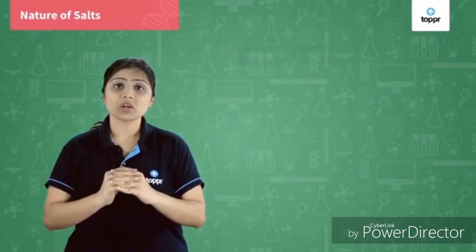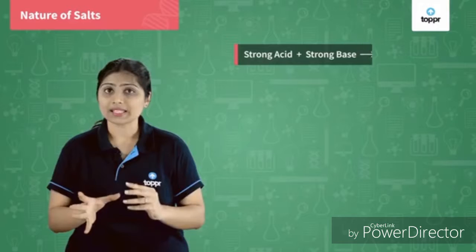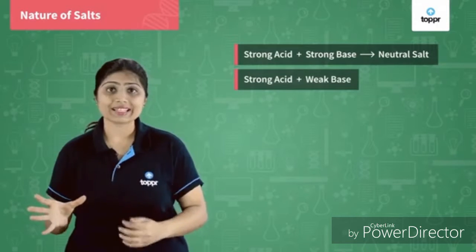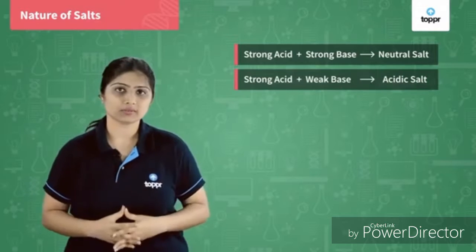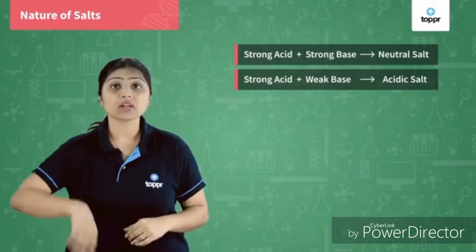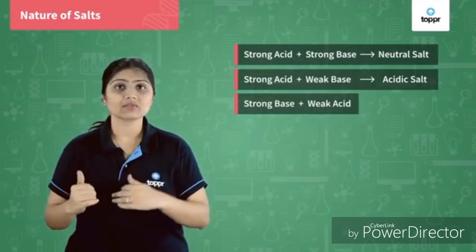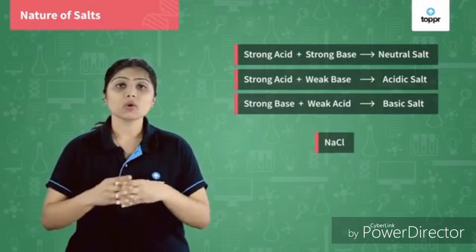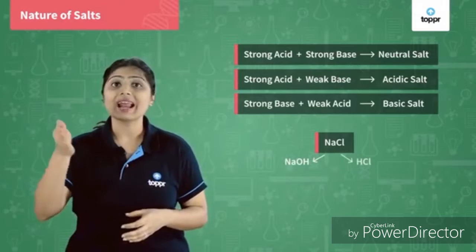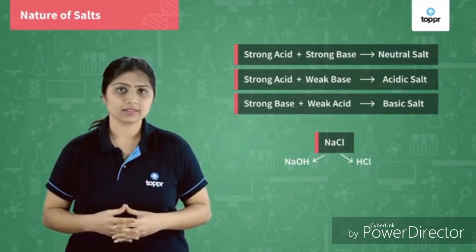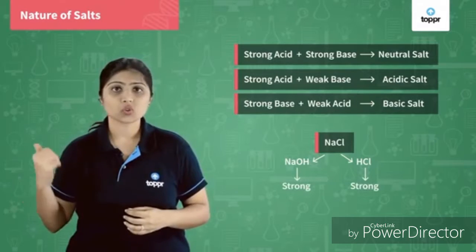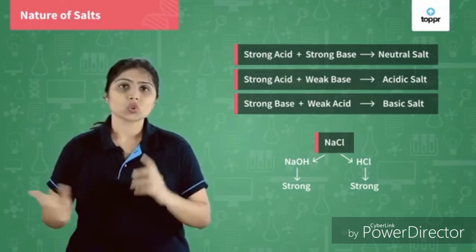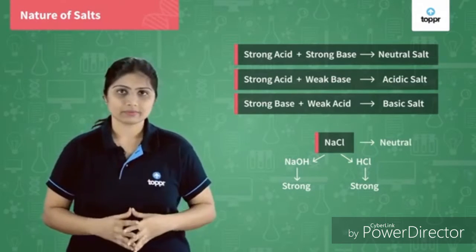Any salt which comes from a strong acid and a strong base will be a neutral salt. If a salt is made up of a strong acid and a weak base, it will be an acidic salt. And if a salt is made up of a strong base and a weak acid, it will be a basic salt. When we check NaCl, sodium chloride comes from sodium hydroxide and HCl, that is hydrochloric acid. Both are strong. Sodium hydroxide is a strong base, whereas hydrochloric acid is a strong acid. So they form a neutral salt, that is NaCl.